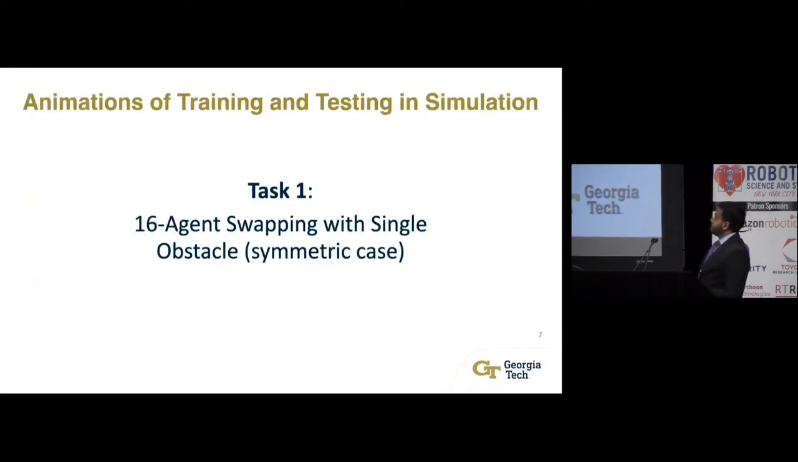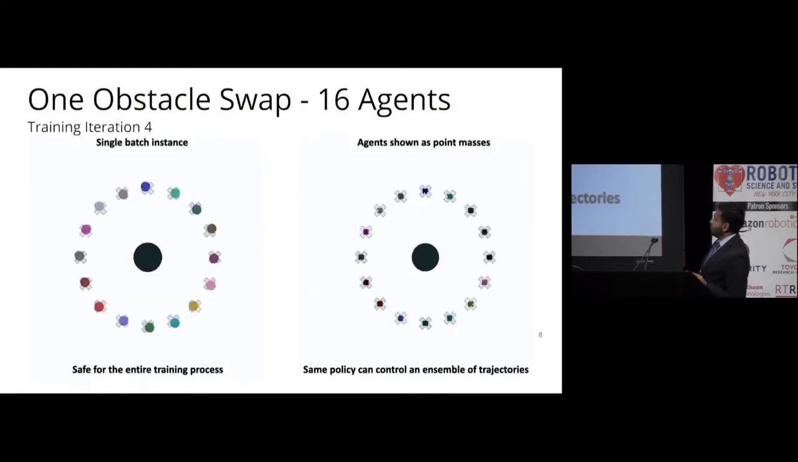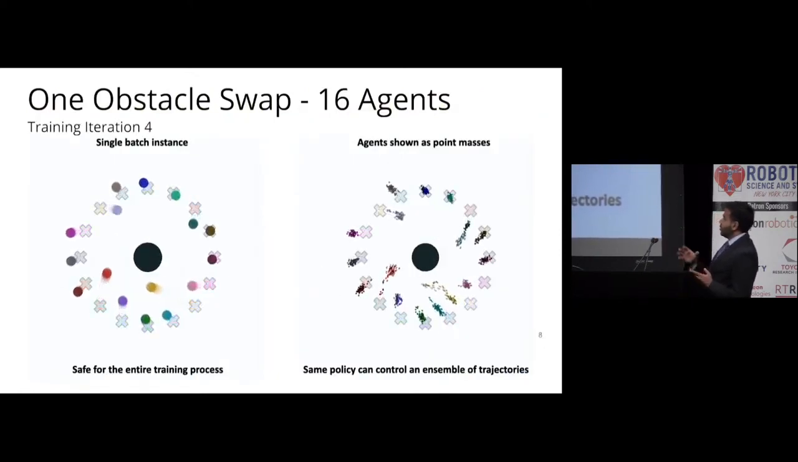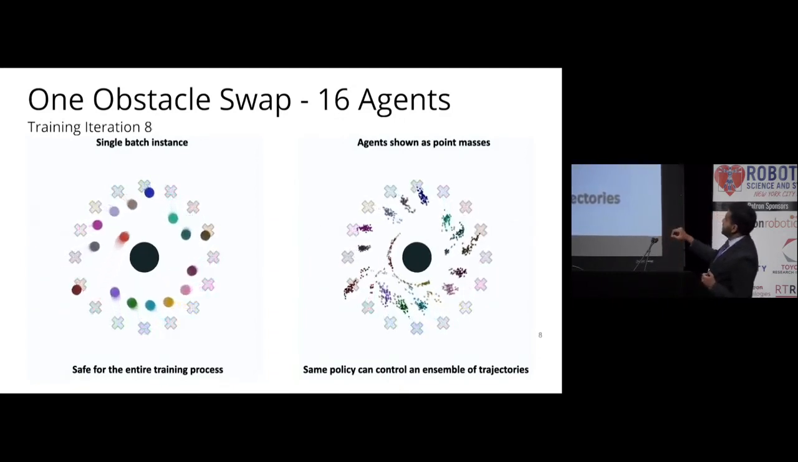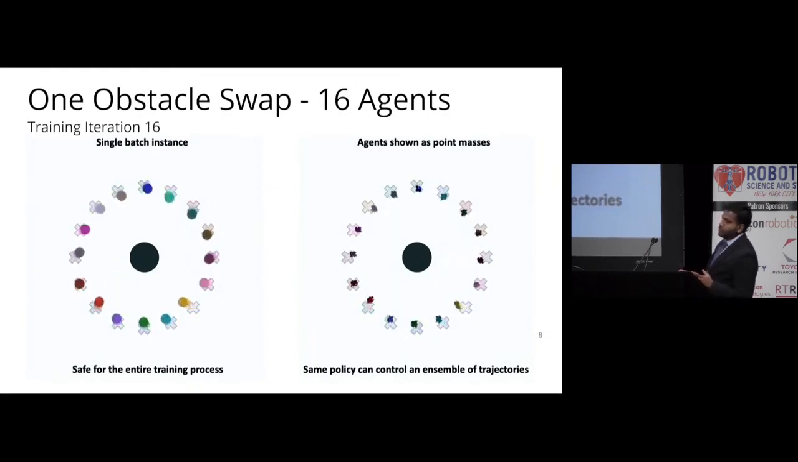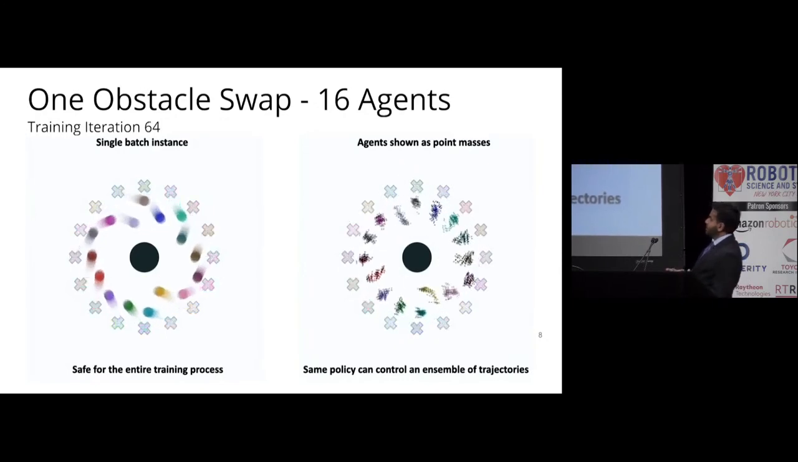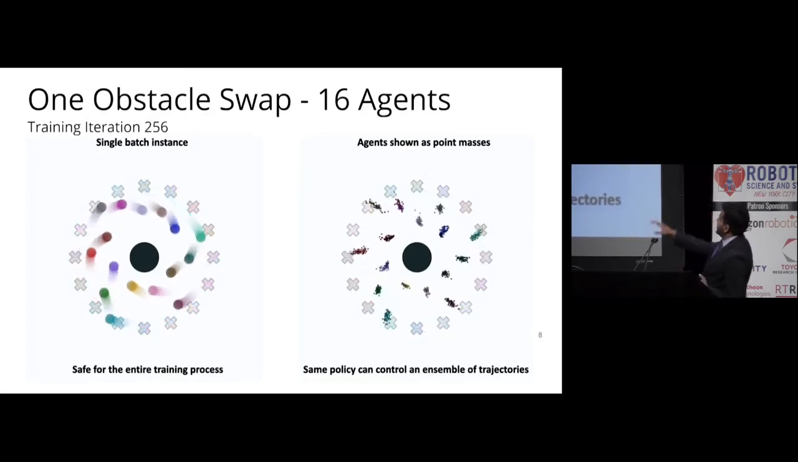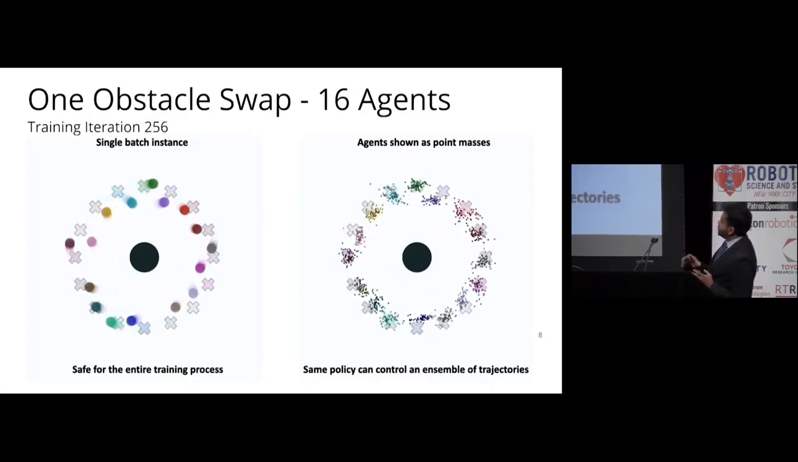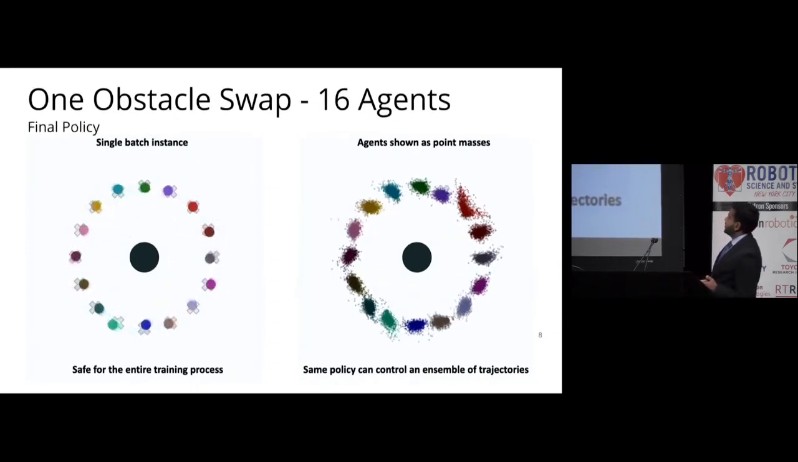So, presenting some of our results, the first task is along the same lines as the motivating example that we saw earlier. On the left-hand side, we see a single batch instance out of a batch of 64 instances. The goal there is to highlight that we ensure safety throughout the entire training process. And on the right-hand side, the agents are shown as point masses to show a distribution over the batches. Now notice that as iterations progress, the agents stop drifting away from the initial circle, and a coordinated turning maneuver begins to emerge. On the right-hand side, we see that the same policy is able to control an ensemble of trajectories, showing robustness to noise and completion of the task on average.